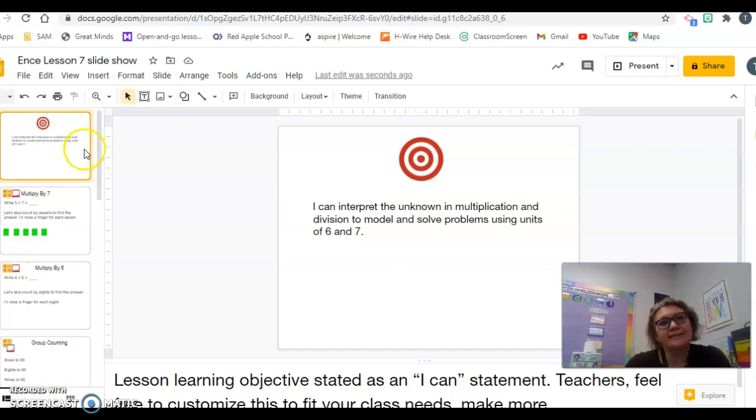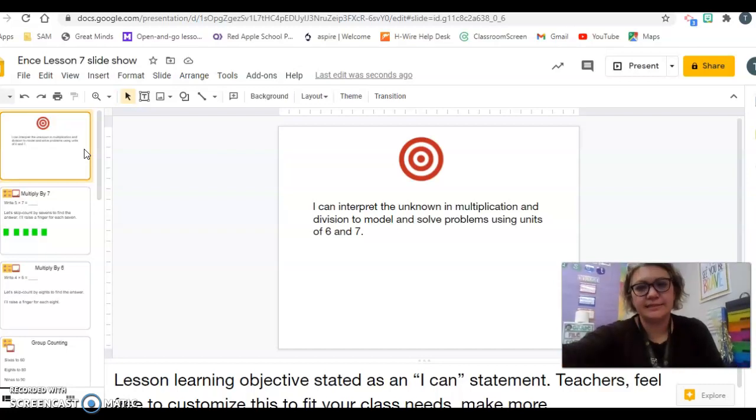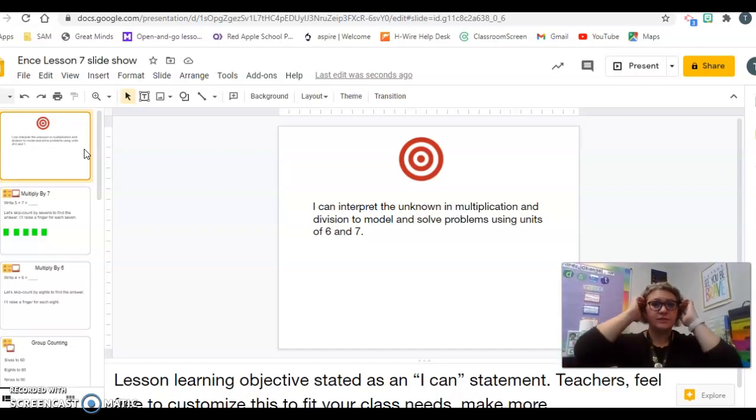All right, this is lesson 7. So we are skipping lesson 6 and moving on to lesson 7. You'll still have to do lesson 6 on Zearn, but it's a lot like lesson 5 that we did yesterday. So we're skipping 6 and you're going to jump to 7. So here we are. I can interpret the unknown in multiplication and division to model and solve problems using units of 6 and 7.